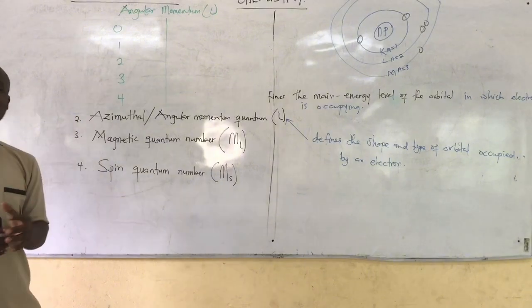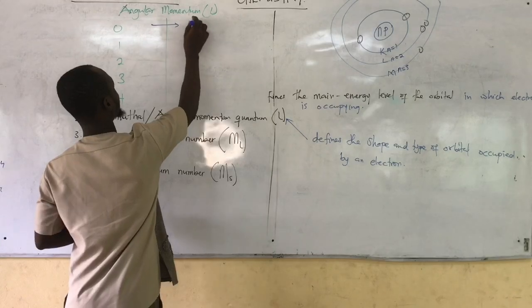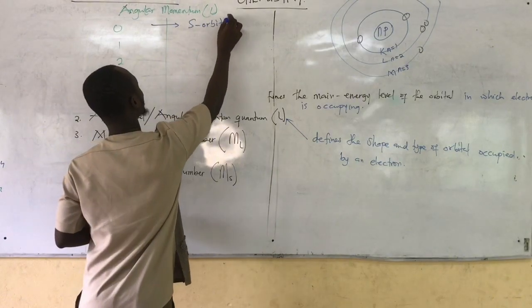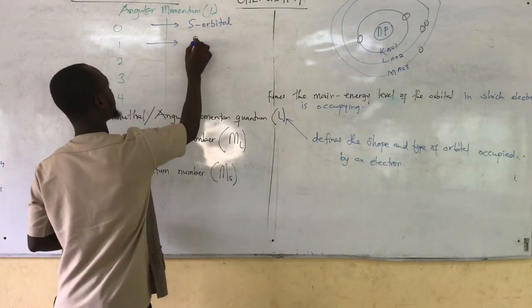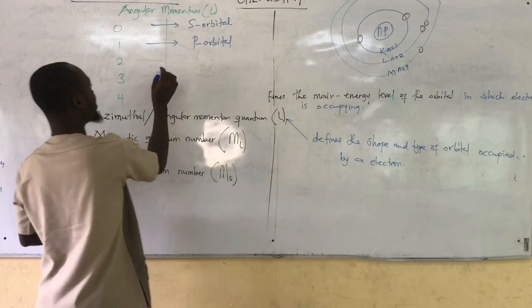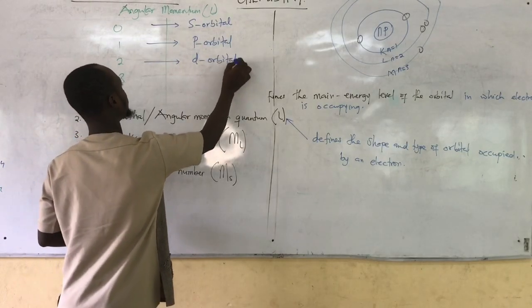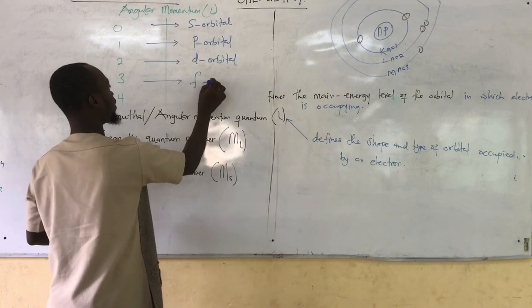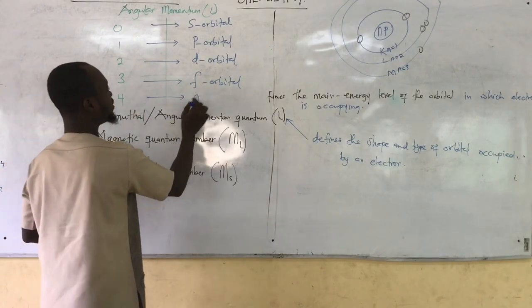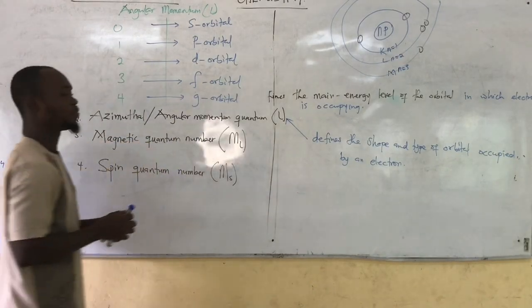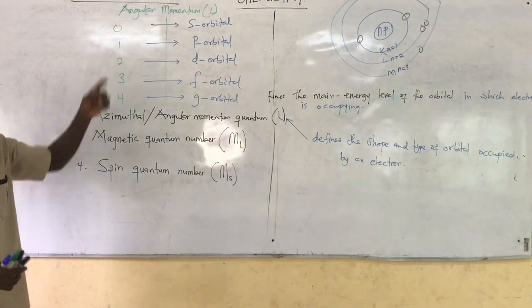The 0 here represents a certain orbital. It is known as the s orbital. So the 0 here indicates an orbital called the s orbital. The 1 here represents an orbital called the p orbital. The 2 represents an orbital called the d orbital. The 3 represents the f orbital, and then the 4 represents the g orbital.